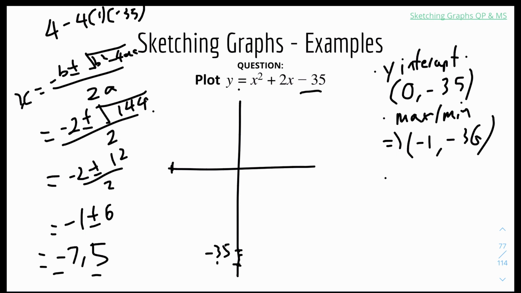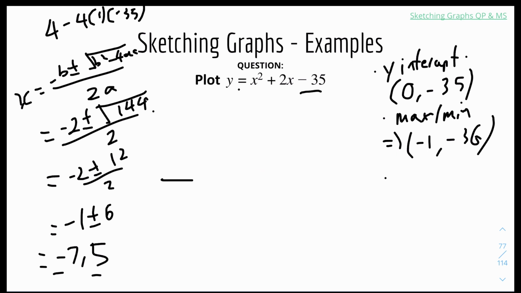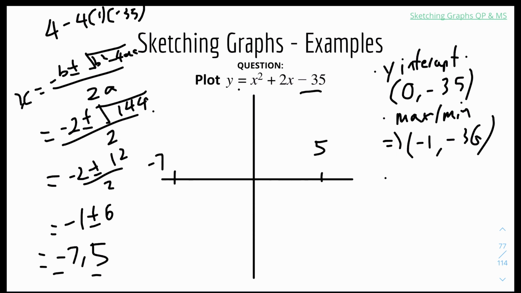So let's just plot it here. Let's say here's minus 7. Actually, let's just redraw this, because I just realized that I can make a straight line on this app. Right, so x equals minus 7 and x equals 5. The minimum point is at minus 1, minus 36, and the y-intercept is minus 35.